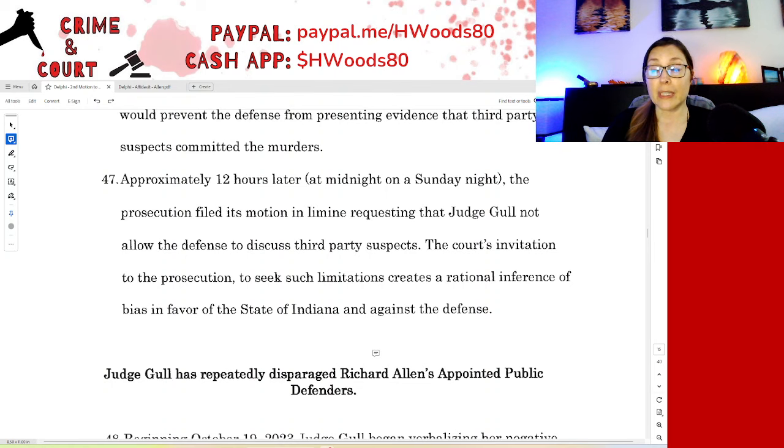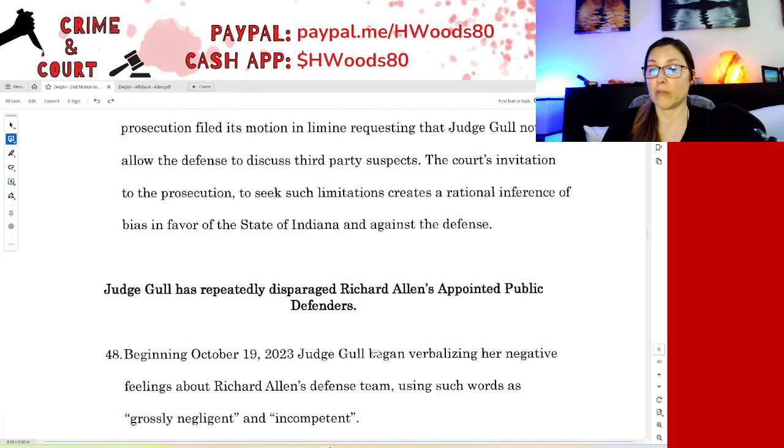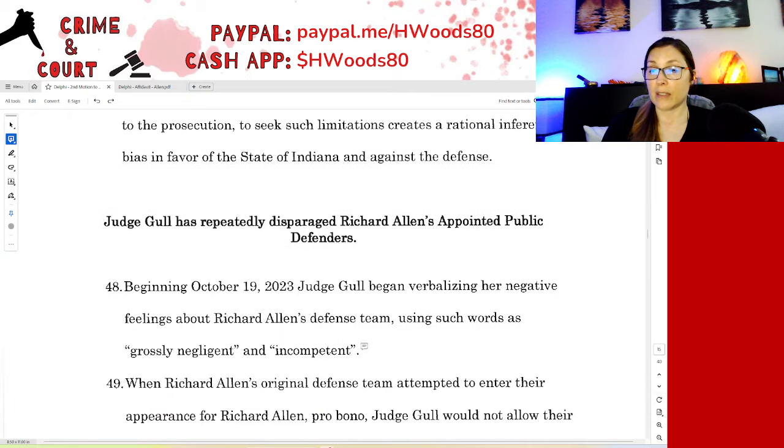Approximately 12 hours later, at midnight on a Sunday night, the prosecution filed its motion in limine requesting that Judge Gull not allow the defense to discuss third-party suspects. The court's invitation to the prosecution to seek such limitations creates a rational inference of bias in favor of the state of Indiana and against the defense. Her invitation to the prosecution for that motion shows that she's biased, is what that's saying.